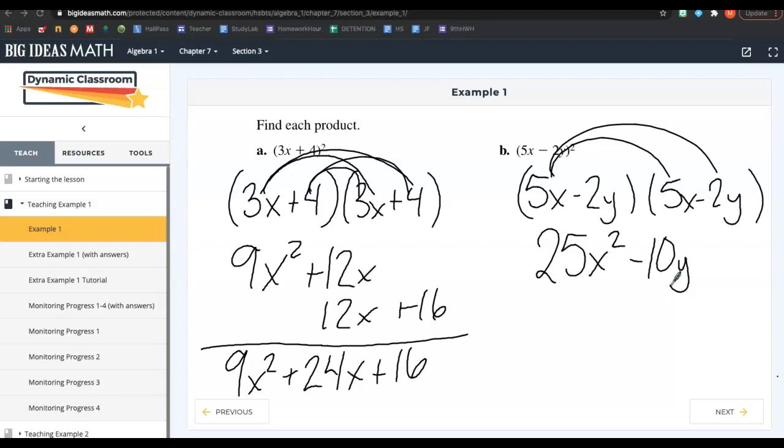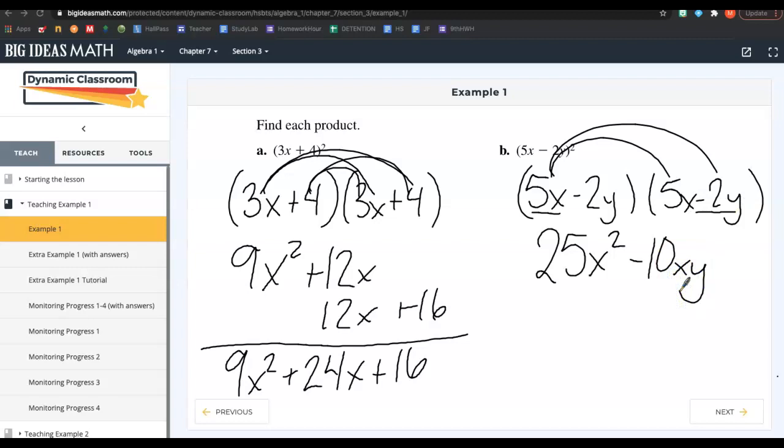Negative 10xy. Okay, where'd the x go? What do you mean? Where'd the y go? So you have 5x times negative 2y. So 5 times negative 2 would give me negative 10. And then it's times x times y, so it'd be xy. Okay, that's what I thought.